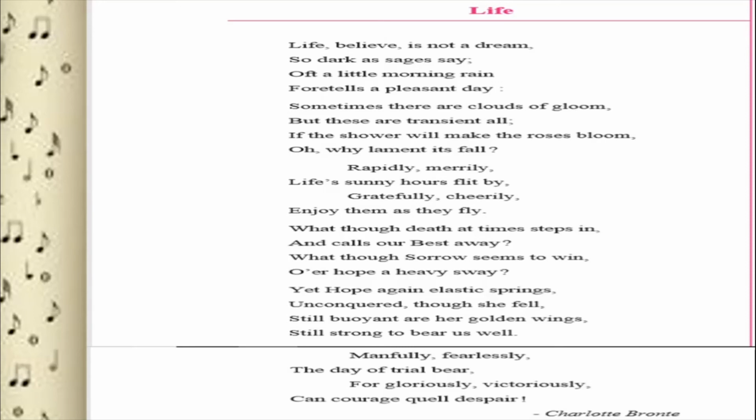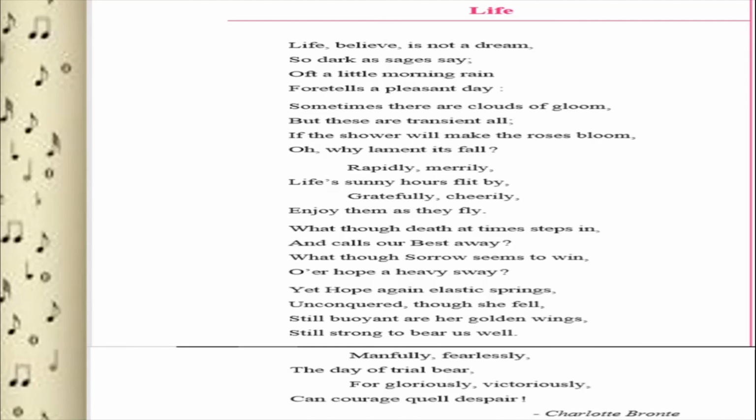Alright, now we come to the last 4 lines of this poem. Manfully, fearlessly, the day of trial bear, for gloriously, victoriously can courage quell despair. So what the poetess, Charlotte Bronte, wants to tell us is this: manfully means very bravely. Now these words are all synonyms.